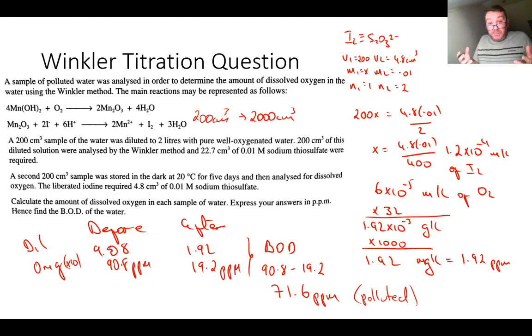Now, that's a typical exam question on the Winkler method and the BOD test. So again, remember, the Winkler method is the titration, in which we get the concentration of oxygen. The BOD is when we divide a body of water into 2. We do the Winkler method immediately on 1, and in this case here, we got 90.8 parts per million. Then, after 5 days in darkness at 20 degrees, we take out the second sample, we do the Winkler method again, we got 19.2 parts per million, telling me that over 5 days, there was a demand of 71.6 parts per million by the organic material in there. That's a polluted body of water.